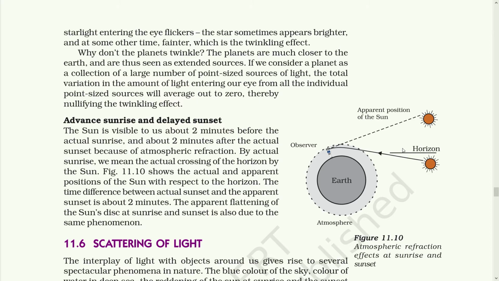The sun is visible to us about 2 minutes before the actual sunrise and about 2 minutes after the actual sunset because of atmospheric refraction. By actual sunrise, we mean the actual crossing of the horizon by the sun. Figure 11.10 shows the actual and apparent position of the sun with respect to the horizon. The time difference between actual sunset and the apparent sunset is about 2 minutes. The apparent flattening of the sun disk at sunrise and sunset is also due to the same phenomenon.